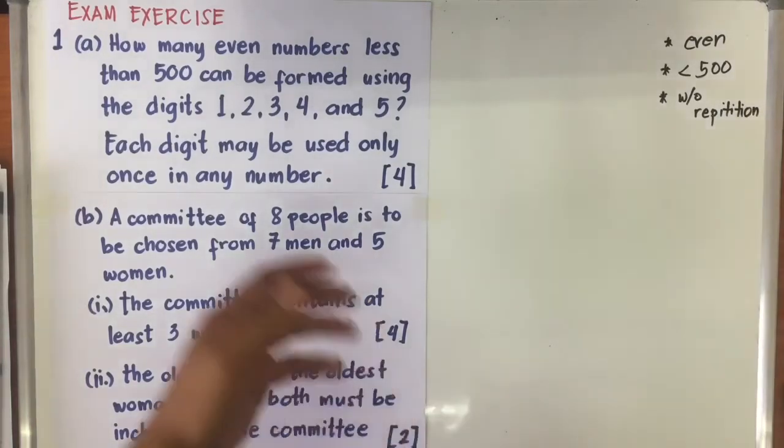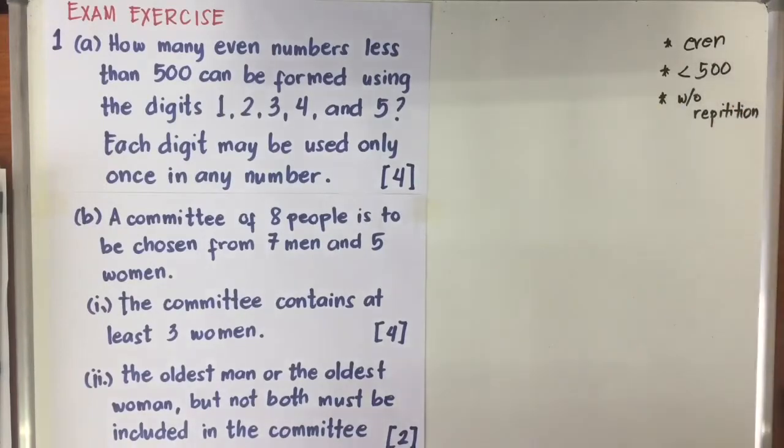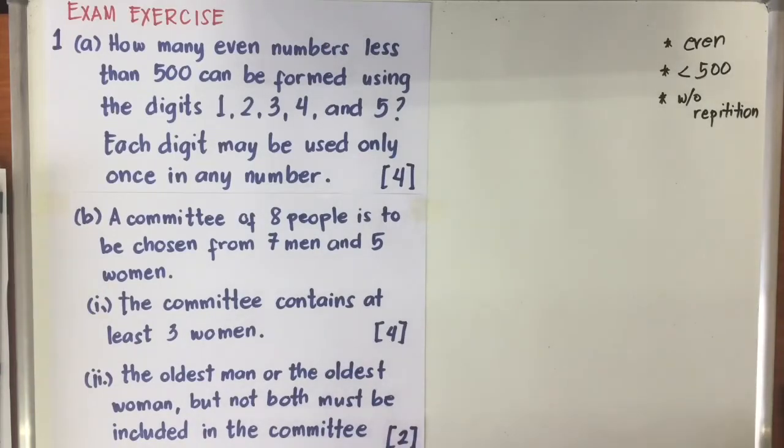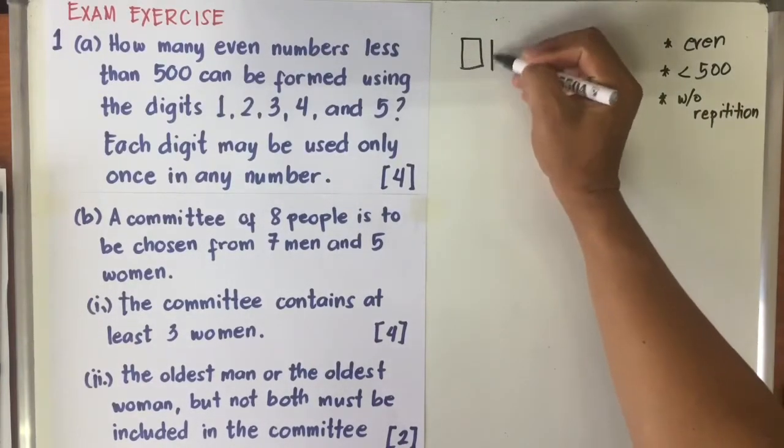Given that, how many choices are there? There are 5: 1, 2, 3, 4, and 5. But remember to keep in mind these three restrictions in solving this problem. If it is less than 500, it can be a 3-digit number, it can be a 2-digit number, or it can be just a single-digit number. Okay? So let's start putting in boxes for the 3-digit number.